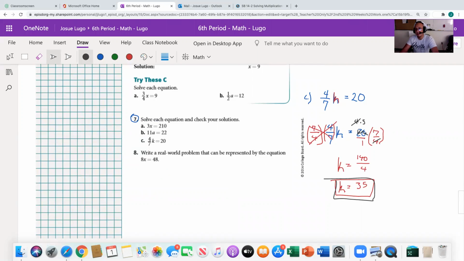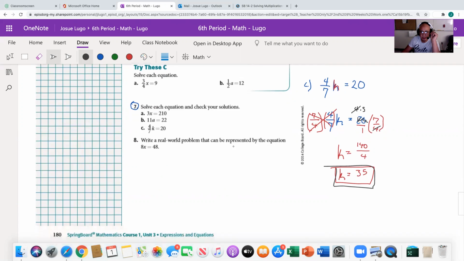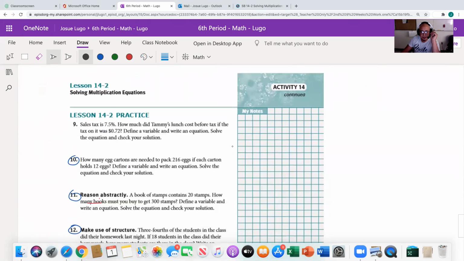Same answer. Regardless, what I want you to realize is that, again, we can cancel or isolate the variable from the fraction by multiplying the fraction by its reciprocal. That's it. All right, so that was 7C. A and B are pretty simple. You can do those on your own. Let's move on to another one.